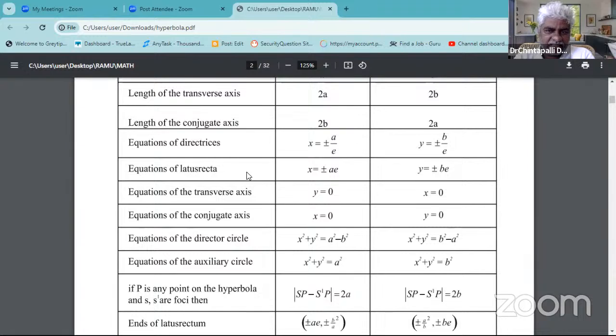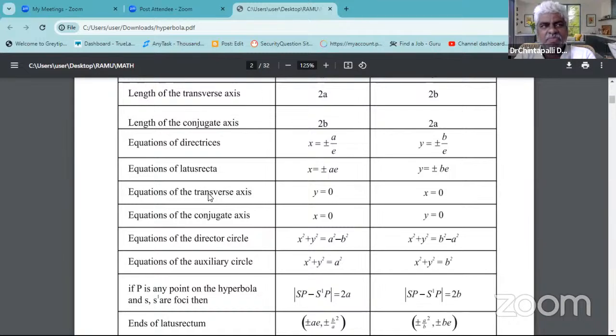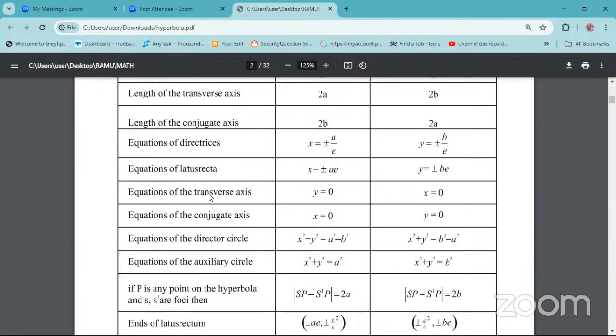Next. Equations of the conjugate axis. Equation of transverse axis, that is major axis, and minor axis, same. Here their major axis is the x-axis, that is y is equal to 0. Another name for x-axis is y is equal to 0. Here, y is equal to 0. Same.